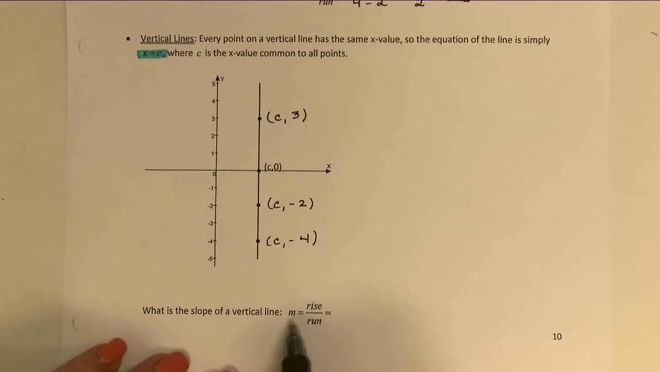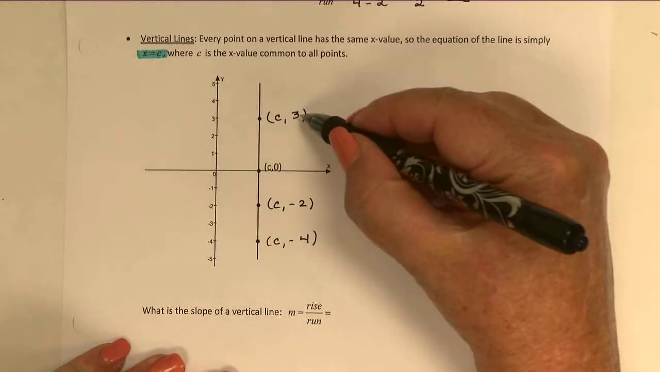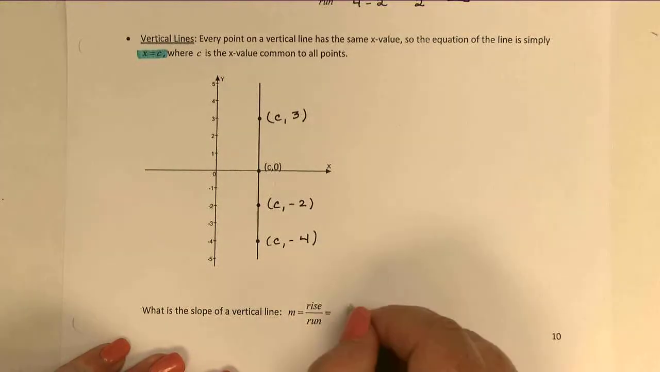If we try to think of our rise over run, our rise would be numerical values. For example, I could say 3 subtract negative 2.